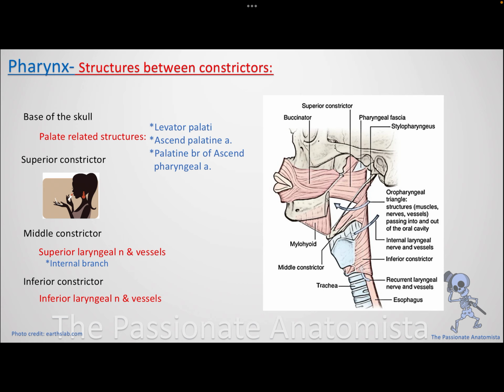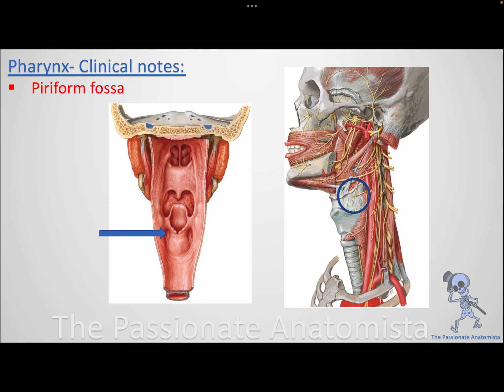So remember, if you are down here on the inferior constrictor, it is stuff related to the larynx, superior and inferior, and then superior girls are the stylish girls, and then the uppermost is stuff related to the palate. All right, and here is the stylish lady, and then here is stuff related to the larynx, which is basically the superior laryngeal nerve and vessels and inferior laryngeal nerve and vessels. All right.